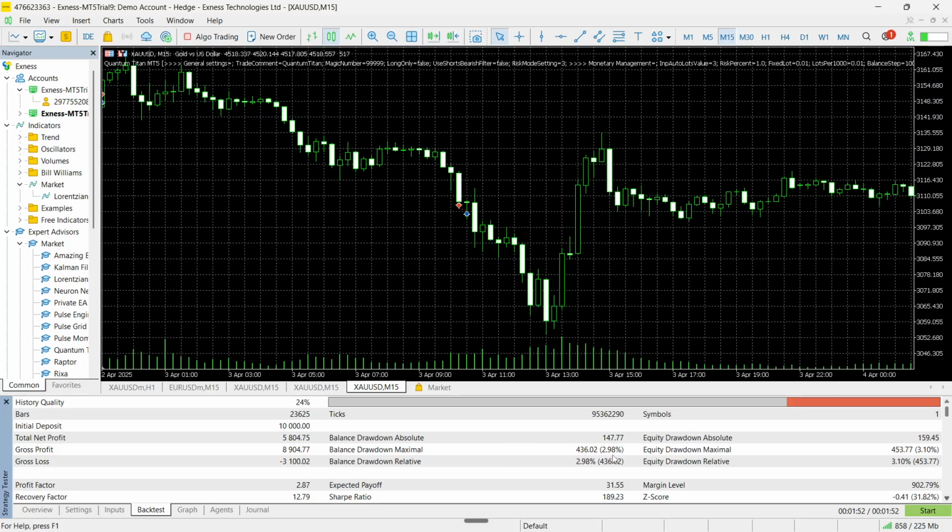The drawdown was 2.98%. However, the history quality is only 24%, which significantly reduces confidence in the modeling accuracy of the test. Low history quality means the results may not fully reflect tick behavior, spreads, or slippage. The selective design and fixed stop loss on every trade aim for disciplined risk control, which is consistent with the low drawdown shown. At the same time, the modest absolute profit over the tested period indicates the edge is not dramatic under the specific conditions used.